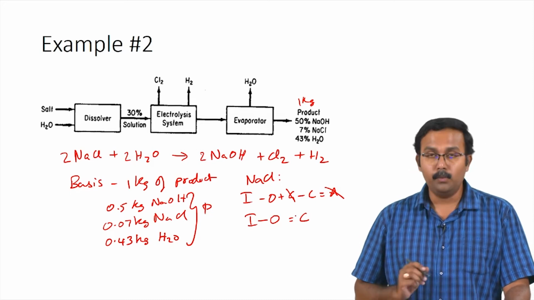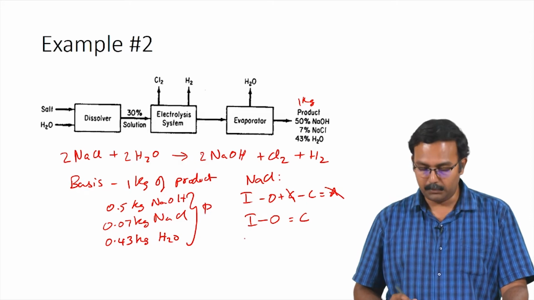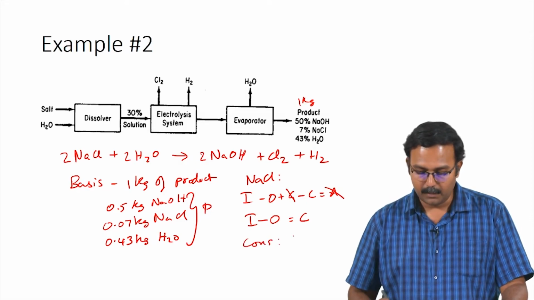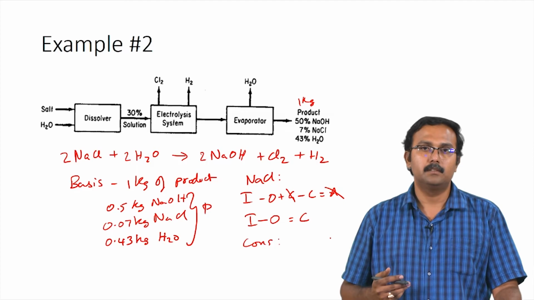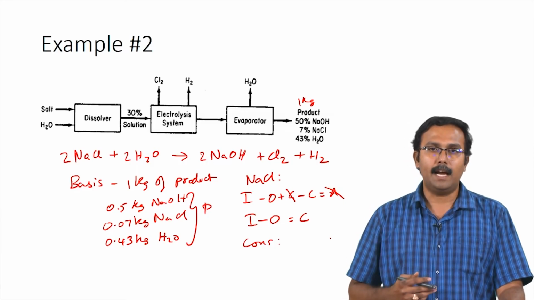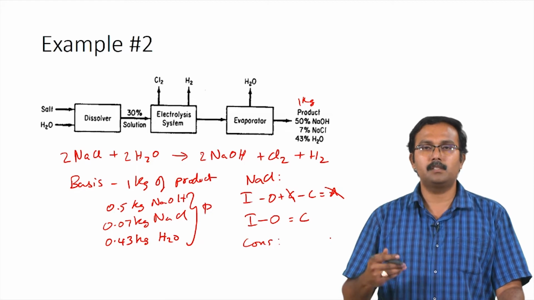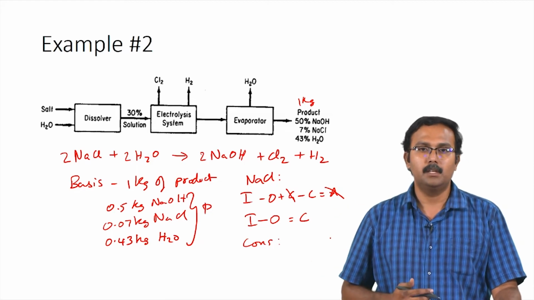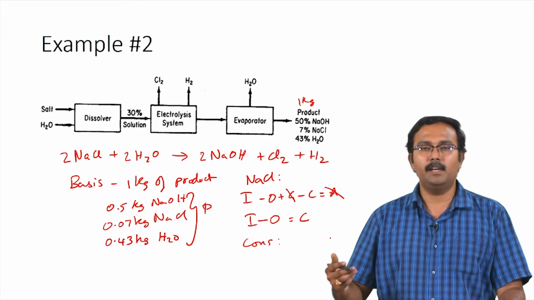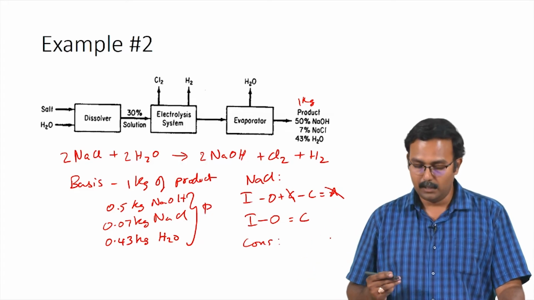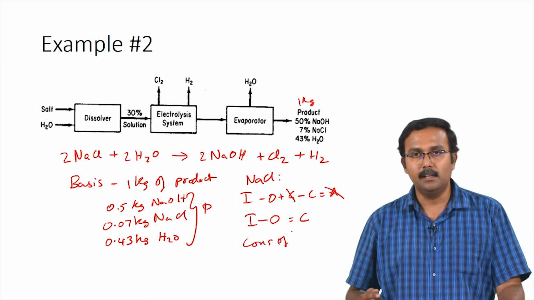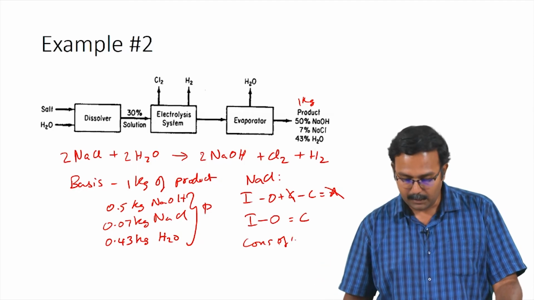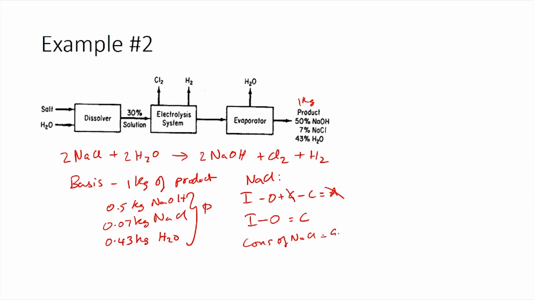So, now how do we go about calculating the consumption and the input terms? The consumption term would be equal to the generation of NaOH. That is what your stoichiometry says. Based on the reaction, 2 moles of NaCl consumed will result in formation of 2 moles of NaOH. You know that 0.5 kilograms of NaOH is produced in the final product. So, this means we can calculate the consumption of NaCl using the number of moles of NaOH produced. Consumption of NaCl is therefore equal to generation of NaOH.